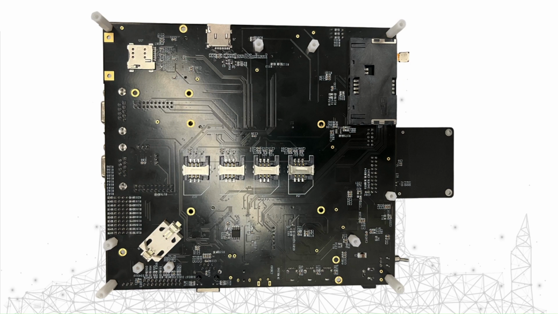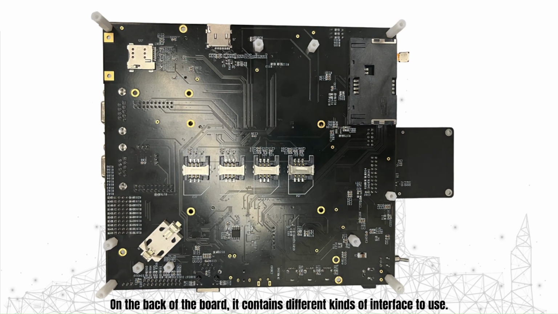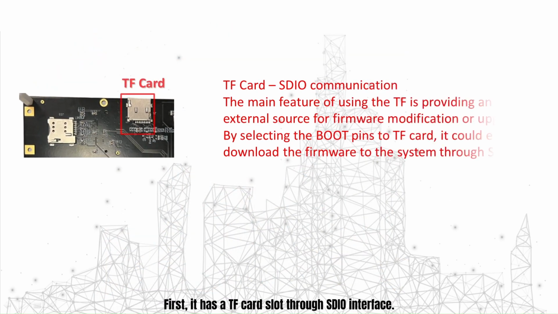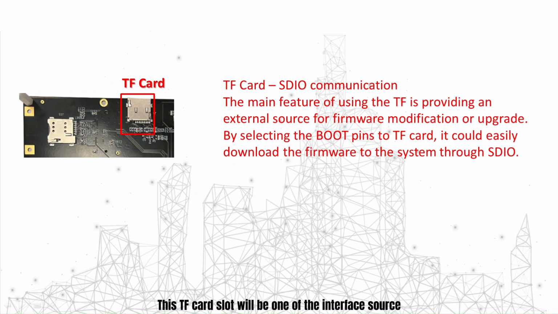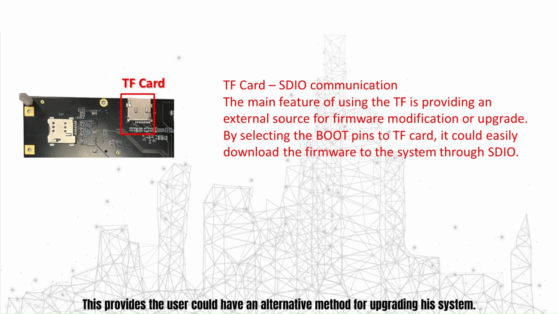Backboard. On the back of the board, it contains different kinds of interfaces to use. First, it has a TF card slot through the SDIO interface. This TF card slot will be one of the interface sources to allow the user to implement their modified code. This provides the user an alternative method for upgrading the system.